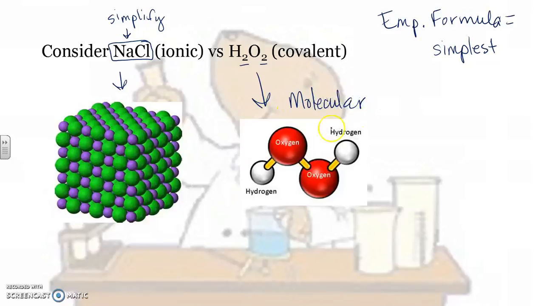This formula here would be considered a molecular formula. And the reason it's molecular is because it shows the actual number and the type of elements that are involved in that molecule. We could simplify this and make it HO. That would be considered the empirical formula for this compound.